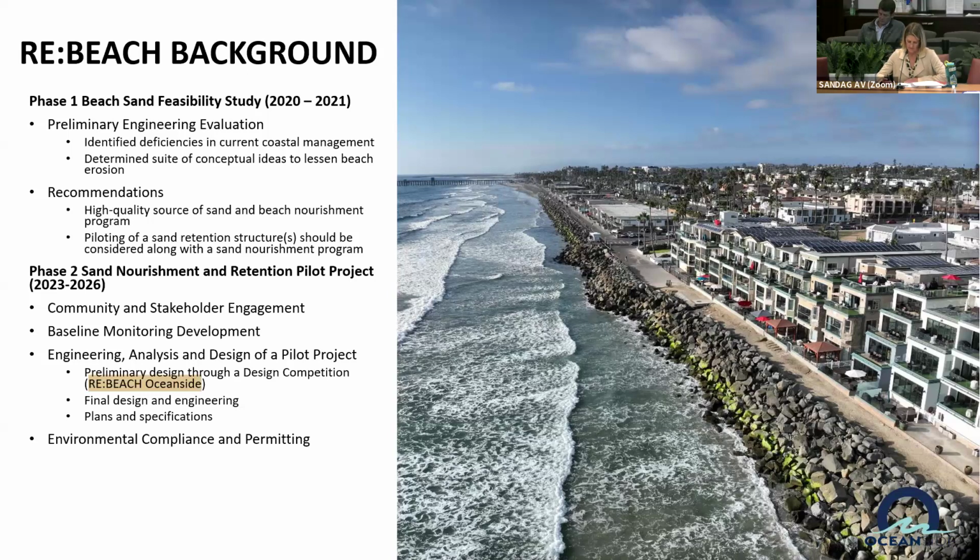With these recommendations in mind from the feasibility study, the city approved a contract in 2023 for the Phase 2 sand nourishment and sand retention pilot project, with Rebeach fitting under the engineering analysis and design task. All of the studies and data gathered in the feasibility study contribute to the basis of the competition.